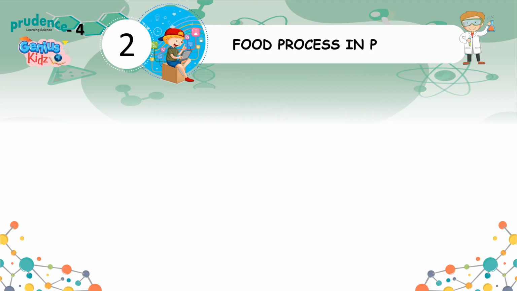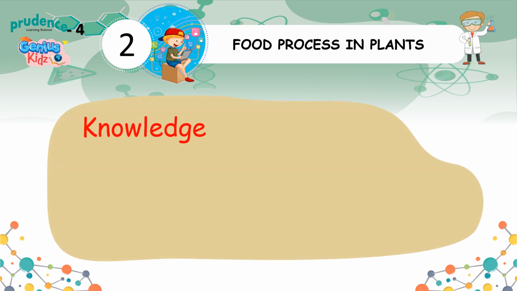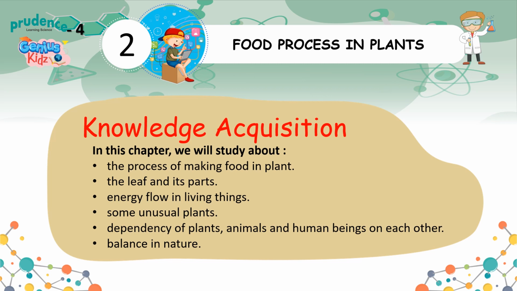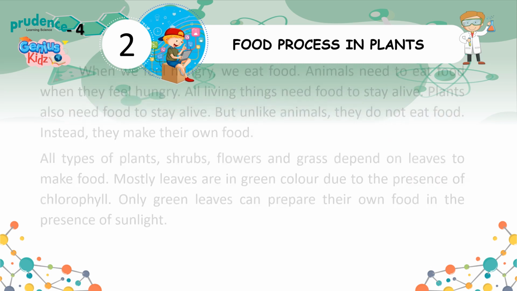Food process in plants. Knowledge acquisition. In this chapter, we will study about the process of making food in plants, the leaf and its parts, energy flow in living things, some unusual plants, dependency of plants, animals and human beings on each other, balance in nature.